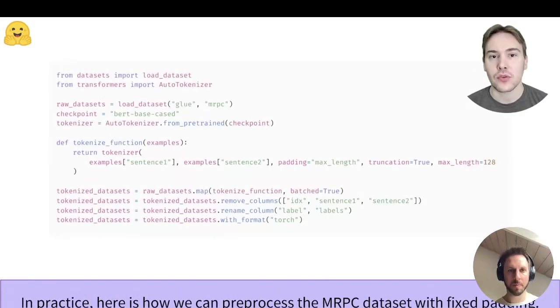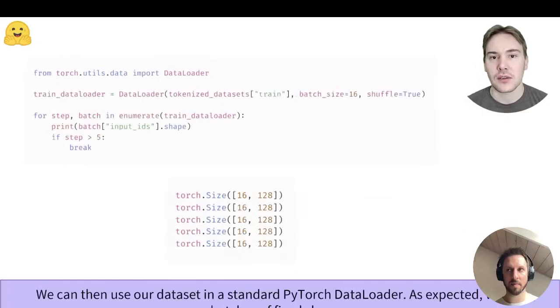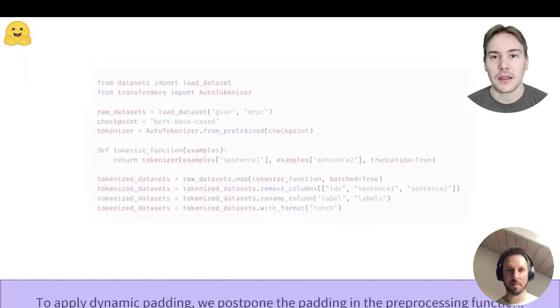We have actually seen how to apply fixed padding in the Datasets Overview video, when we preprocessed the MRPC dataset. After loading the dataset and tokenizer, we apply the tokenization to the whole dataset with padding and truncation to make all samples of length 128. As a result, if we pass this dataset to a PyTorch data loader, we get batches of shape batch size, here 16, by 128.